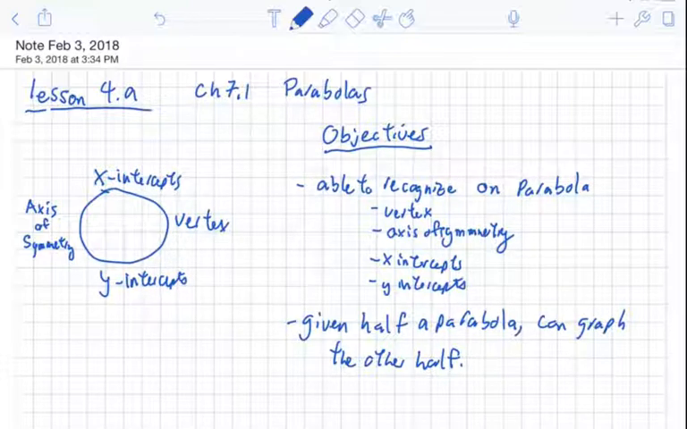Okay. So right now, all you need to focus on is just the graph. At the end of this, you'll be able to recognize the different attributes of a parabola: vertex, axis of symmetry, x-intercepts and y-intercepts, and given half a parabola, you want to graph the other half. Okay, it's a pretty fun little skill. So let's start.